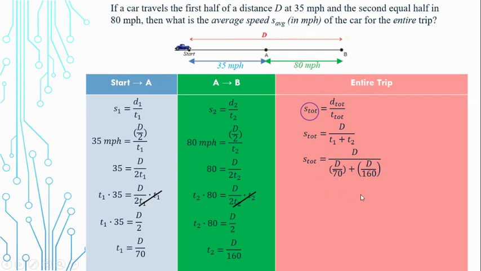The rest of the problem here is just algebra, and I'll do it step for step for you just in case your algebra skill is kind of rusty. Okay, here you have to find a common denominator. So I notice in the big denominator here, I have a D over 70 plus a D over 160.